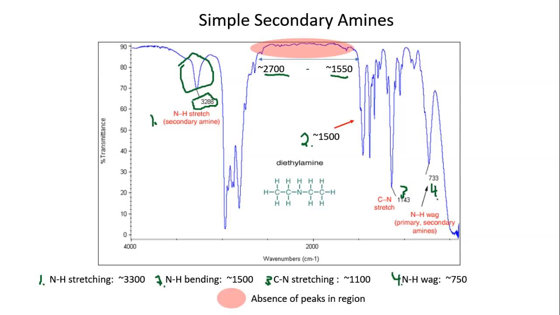So again, the key thing for a secondary amine: does it have this one peak around 3300? Is there an NH bending around 1500? And is there a CN stretch around 1150? And of course, you've got the wag. But again, very important, between around 2700 and 1550, you won't see any peaks. They look empty like this.